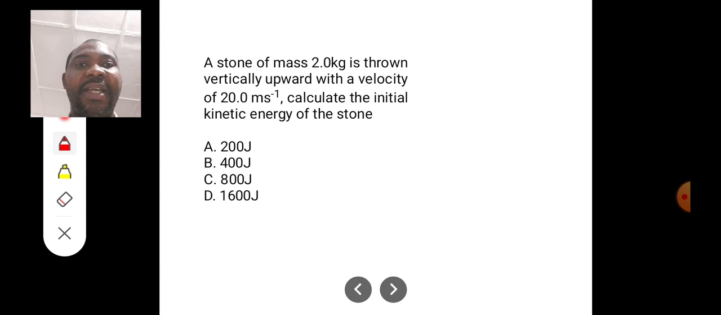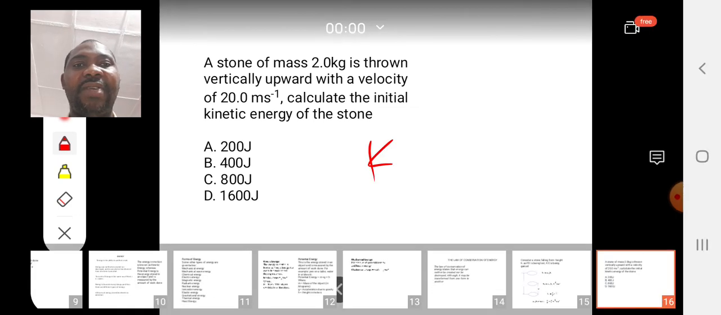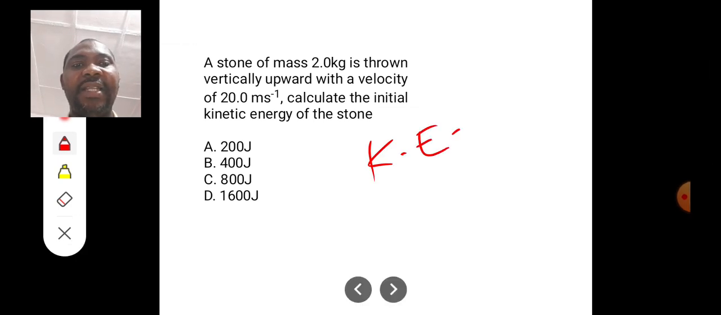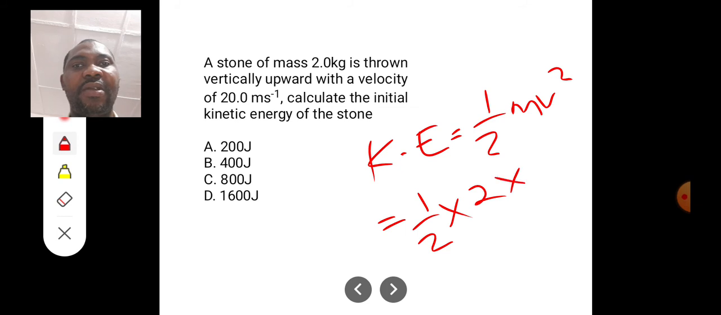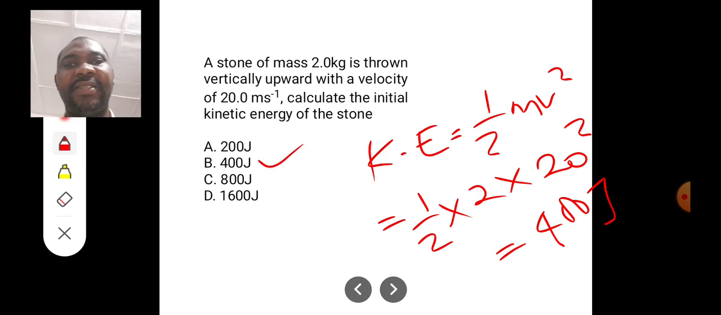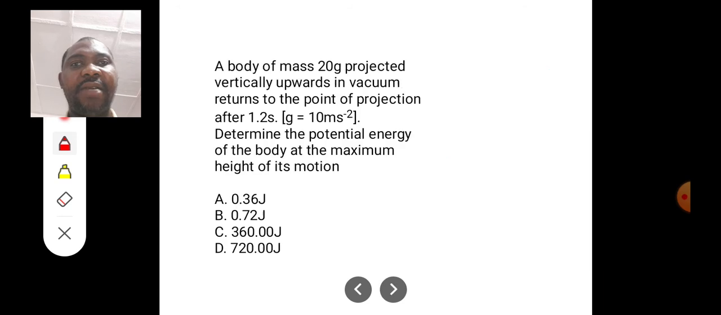So the kinetic energy, since we are given mass and velocity, kinetic energy will be equal to half mv squared. So that will be half times, the mass is 2, the velocity is 20 squared. So that will give us 400 joules. I think this is quite easy. This is the answer here. So let's see another question.